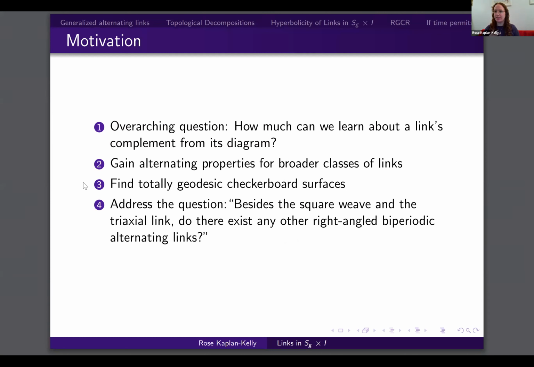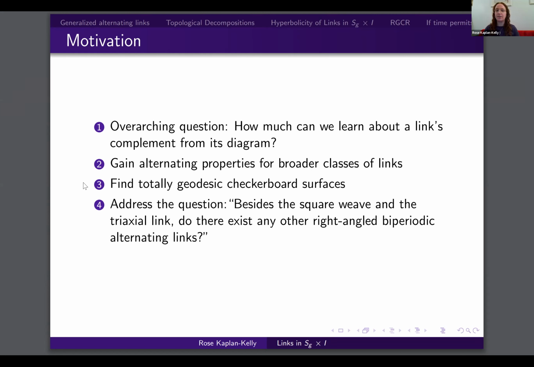I'm going to begin with a little bit of motivation behind this work. That starts with this question, this context of how much we can learn about a link complement from the link diagram. And as we saw yesterday, a family of links that have lent themselves especially well to this are alternating links. So it makes sense in this context to see if we can find broader families of links that still have these alternating properties and find ways of connecting the information we get from the diagram of a link to the geometry of its complement.